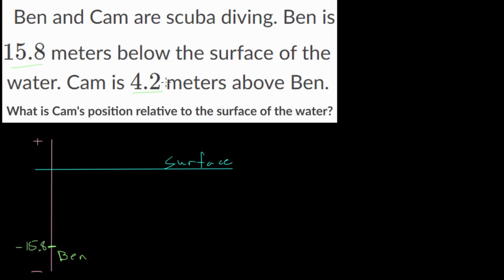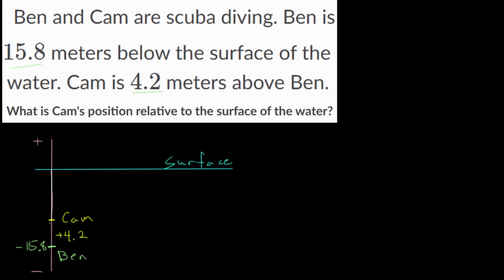Now, we're also told that Cam is 4.2 meters above Ben. So we can estimate where Cam is, maybe right around here. But we know that he is 4.2 meters above Ben. To figure out this distance here, which is Cam's position relative to the surface of the water, we will have to do some arithmetic. This is the value that we want, and we know it's going to be negative. We will start at Ben's position and then add 4.2 meters to bring us up to Cam's position.